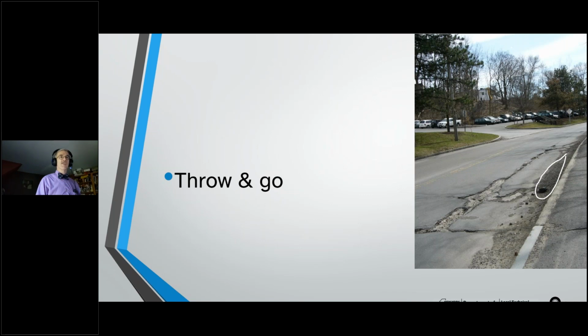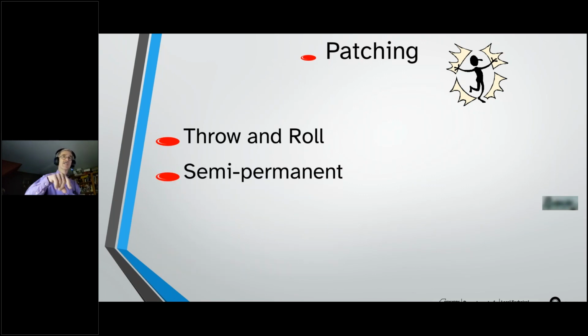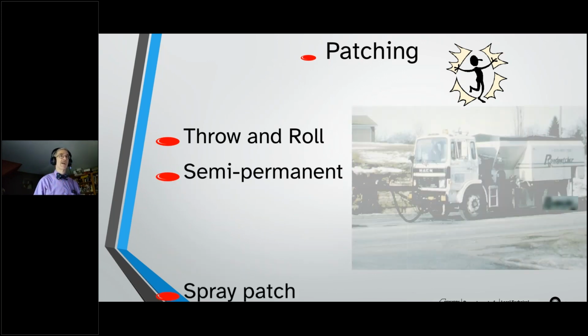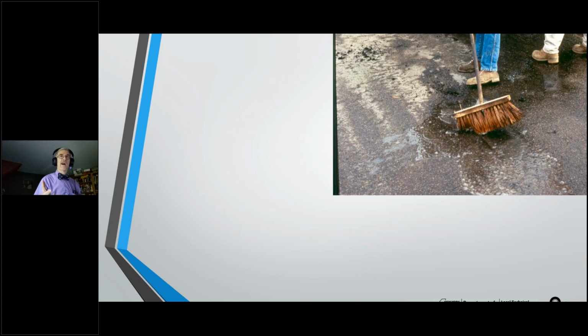So do me a favor, if you're going to patch, patch well. Throw and roll is one of my favorite techniques. It works well. But semi-permanent, where you box it out when the plants are open, that works. And spray patch with a spray patch truck works really well too. Pick a good technique and use it. If you're going to do throw and roll, you can sweep the hole out. With modern mixes with polymers, it's actually not as critical as you think. They're designed to work with the water already in the hole. But if there's a lot of water in there, it's good to get some of the excess out.